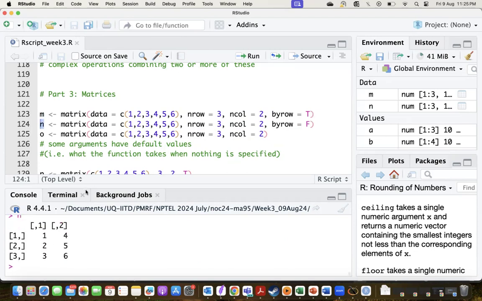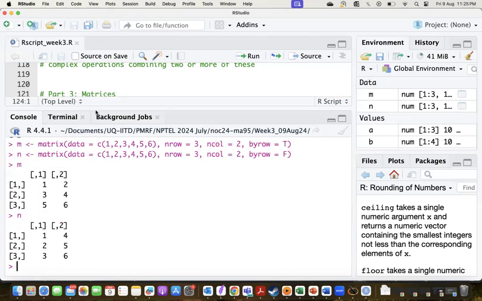And if I just open these up here, what you can see is both of them have the same arrangement, in the sense you can see there are 2 columns and 3 rows, which is what we specified, right? We want 3 rows and 2 columns. But now in the first case where we filled it by row, the numbers are filled by row. So you have 1, 2 in the first row, then 3, 4, and then 5, 6. But when we are filling it by column, you have 1, 2, 3 as the first column, and then 4, 5, 6 as the second column.